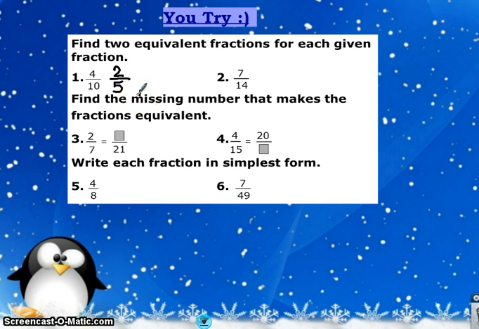And then I'm going to multiply by 2 because there's nothing else I can do here. And I get 8/20ths. All of these fractions here are equivalent. 4/10, 2/5, 8/20ths. They're all equal. Over here I can divide both numerator and denominator by 7 and get 1/2. And 7 is 1/2 of 14. Or I can multiply and get 14 over 28, also 1/2.